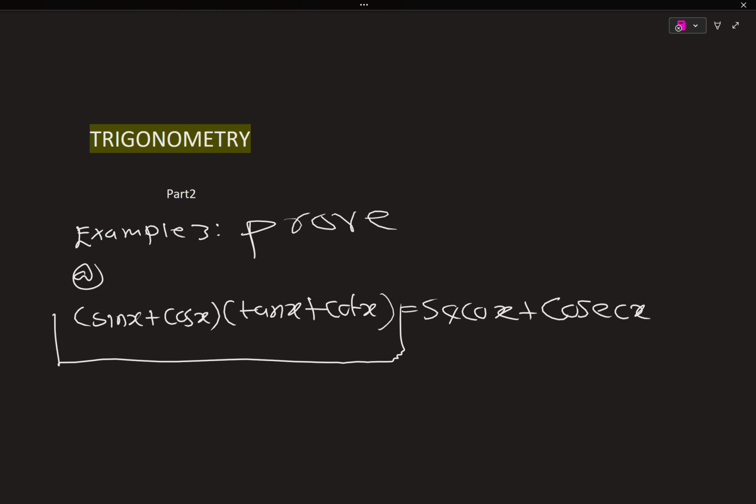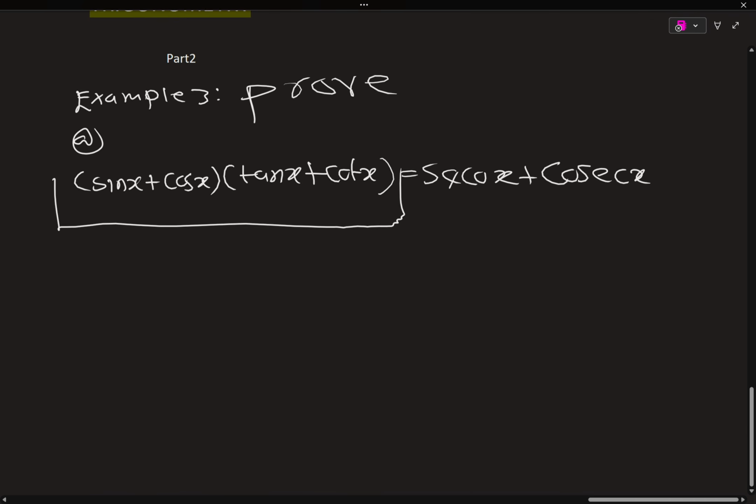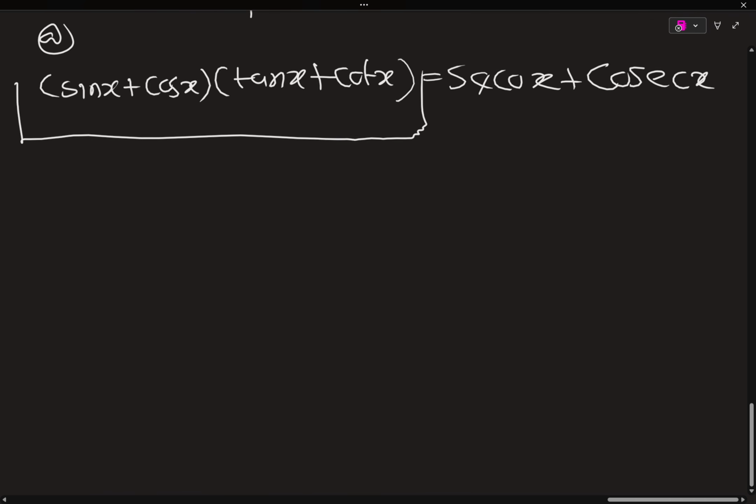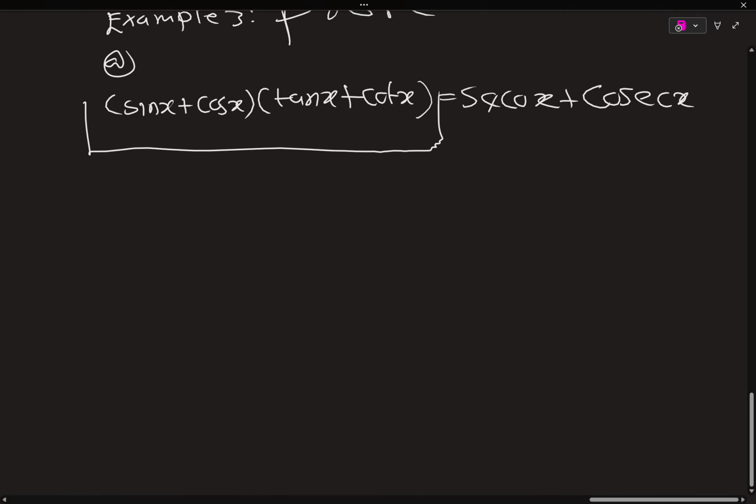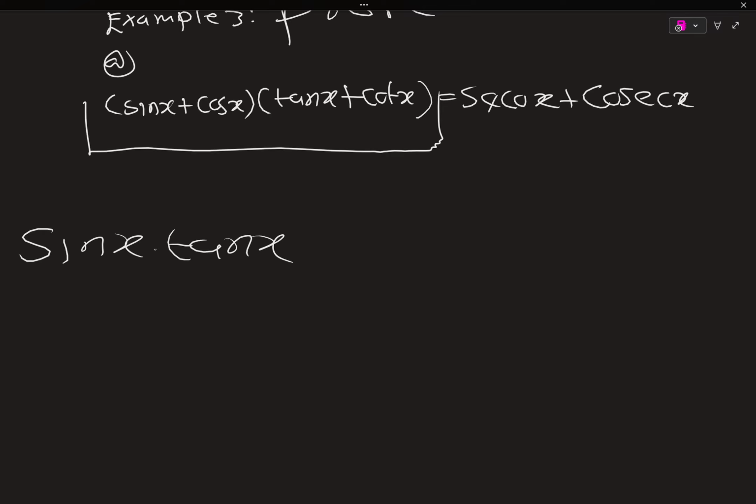From there, let us break it down into parts. Our first step is to multiply this with everything here. We multiply brackets by brackets, which is very simple. Sine multiplied by tan is simply sine x multiplied by tan x, plus sine multiplied by cot is simply sine x times cot x, right? So let me try to simplify this.